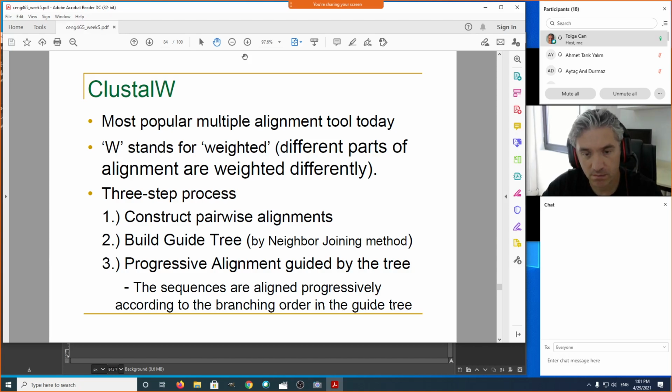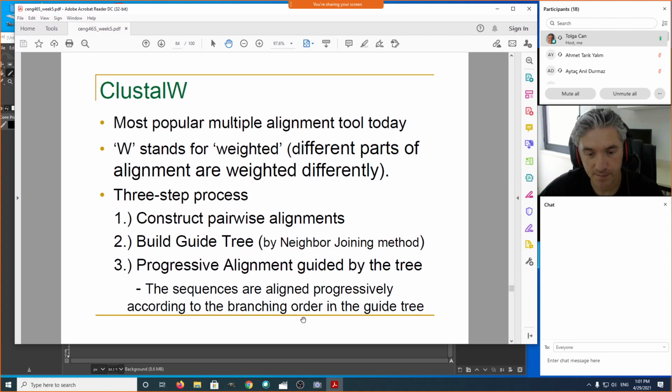Okay, so do you have any questions before we start? All right, let's then continue with the multiple sequence alignment methods, and let's finish these today.